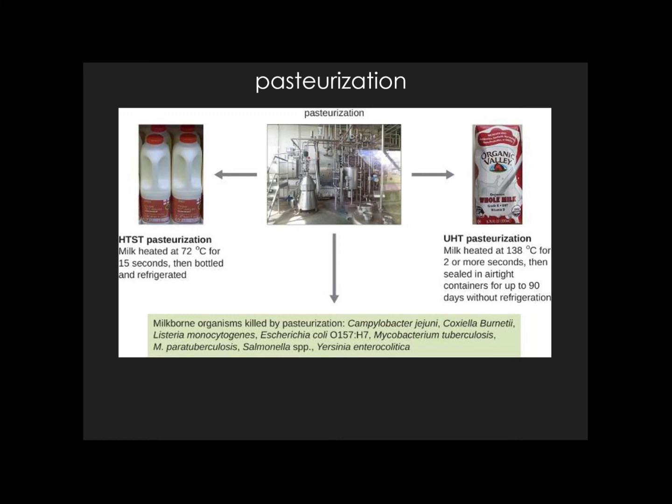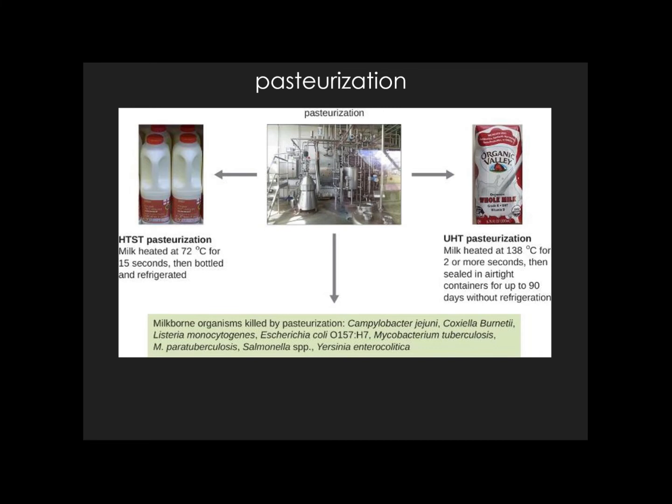So if we take that milk and we heat it at 138 degrees Celsius for 2 or more seconds and seal it in an airtight container, that can actually be stored for up to 90 days without refrigeration because you've sterilized the milk. So pasteurization is a way of employing heat to control the growth of microbes to the point that the food is sanitary, and now today to the point that the food has been sterilized. So heat is the first of the physical methods of control.